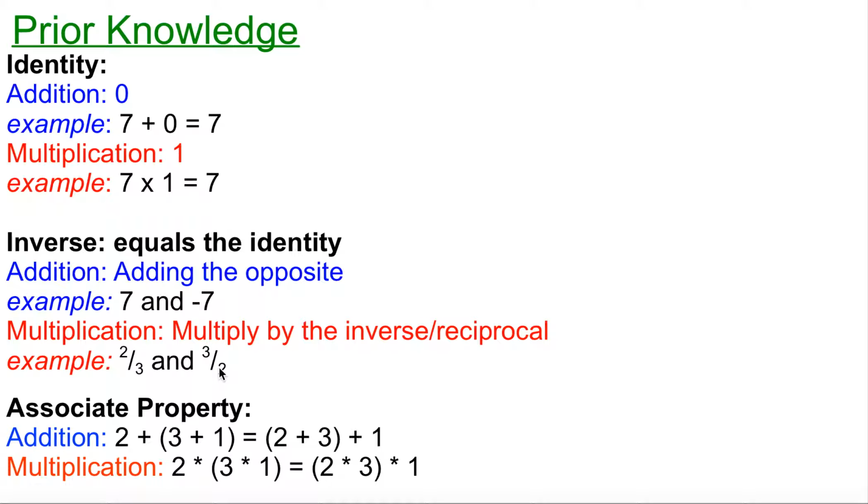is 3/2. When we multiply 2/3 and 3/2, we're going to equal our identity, which is 1, and make a 1 pair. And then lastly, we have the associative property, and so we have addition.